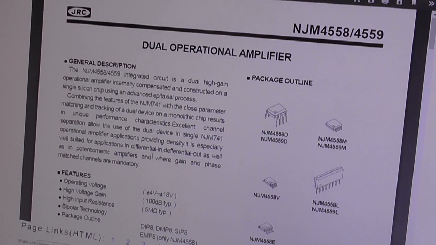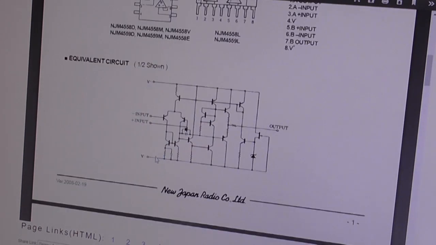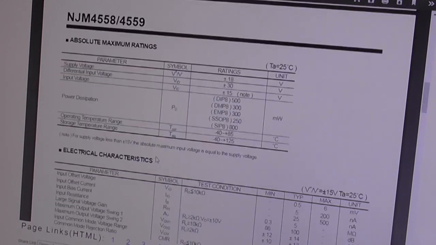And here is the JRC4558D or 4559, and JRC just stands for Japanese Radio Company. It's a general purpose dual operational amplifier, pretty much a bog standard operational amplifier, and it says combining the features of an NJM741 with the close parameter matching and tracking of a dual device on a monolithic chip results in unique performance characteristics. There's the equivalent circuit inside the op amp that's showing just one channel.